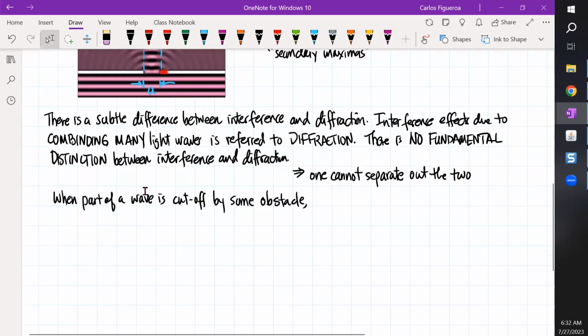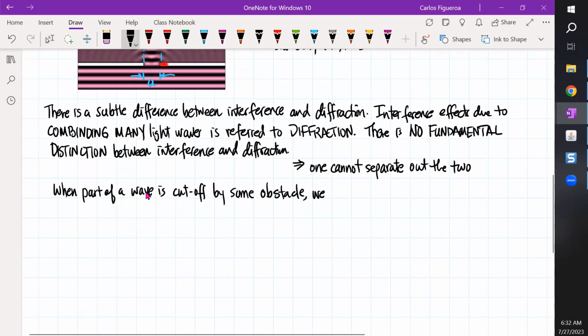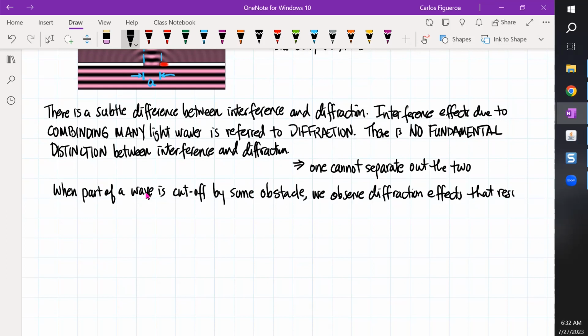So what happens here is that we observe diffraction effects that result from interference of the remaining parts of the wavefronts.